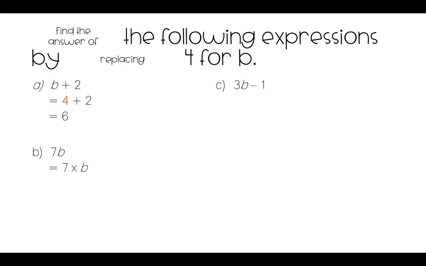7B equals 7 times B, remembering that when we expand it, there's actually a multiplication in between these two. Before you substitute, I would recommend writing it out like this so that you don't accidentally go 74 instead of 7 times 4. So we've got 7 times B, which means 7 times 4 because we're replacing B with 4, which gives us an answer of 28.